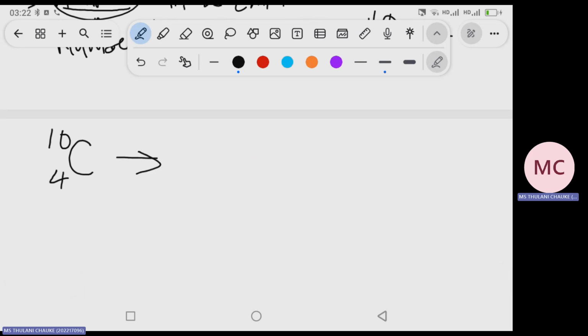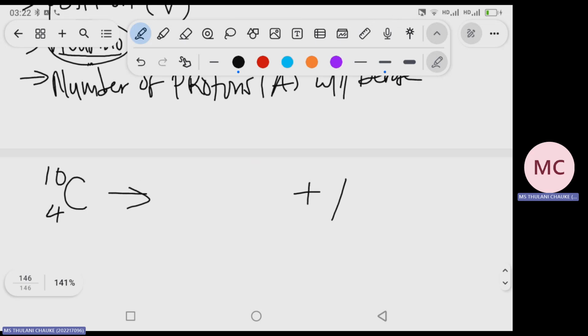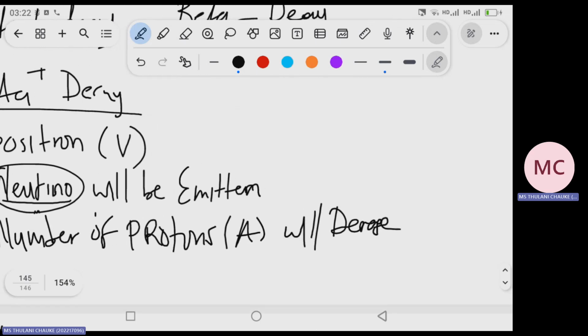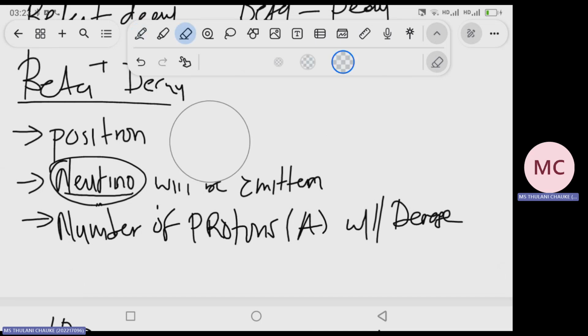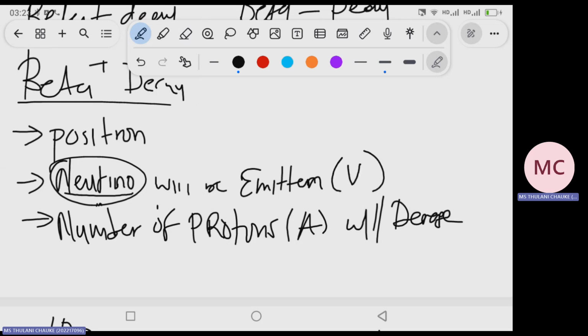So if it undergoes beta plus decay, we know that we'll have a positron. I forgot to write it. It will be represented by this. V represents the neutrino, and then the antineutrino will be represented by V bar. Then the positron, you just write this beta with 0 and 1. So I'll explain this.